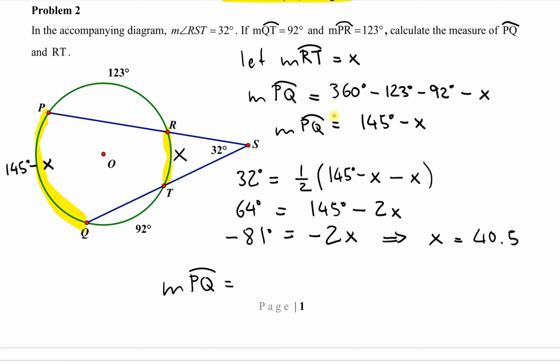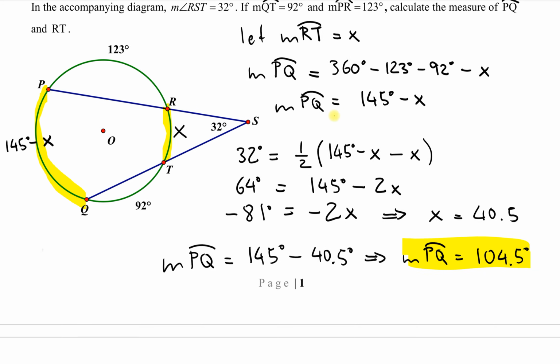Okay, so that means that the measure of arc PQ has to be equal to 145 degrees minus the x. And in this case, x is just 40.5 degrees. So that means that we obtain a value of the measure of arc PQ to be equal to, so let's do 145 minus 40.5, 104.5 degrees, okay? So that is basically the answer.